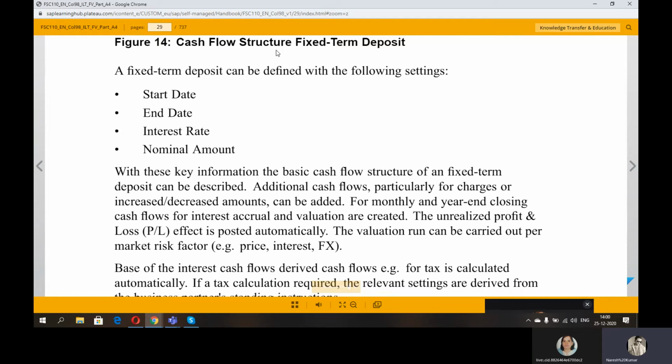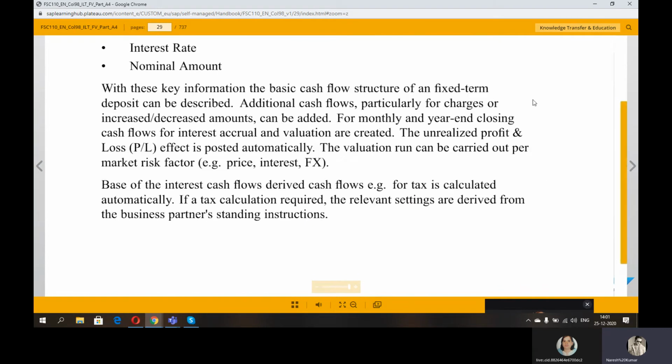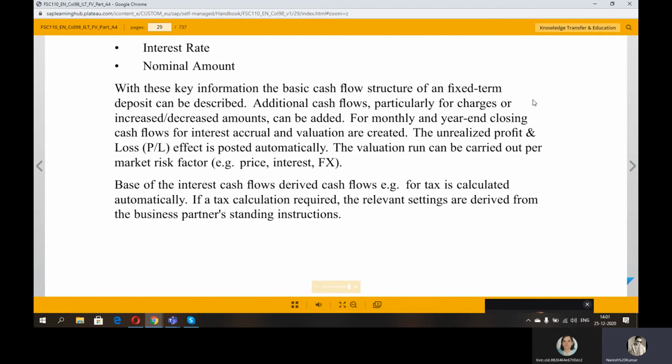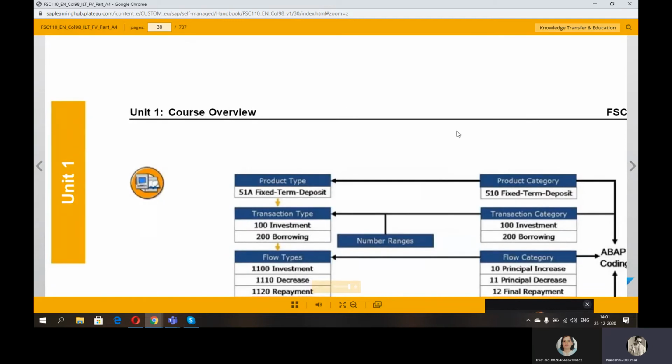Okay, so here the unrealized profit and loss effect is posted automatically. The valuation run can be carried out for market risk, example price or interest or forex. So based on the interest cash flow derived as cash flow, example like tax is calculated automatically. If the tax calculation is required, the relevant settings are derived from the business partner standing instruction. So this is where the flow will be.